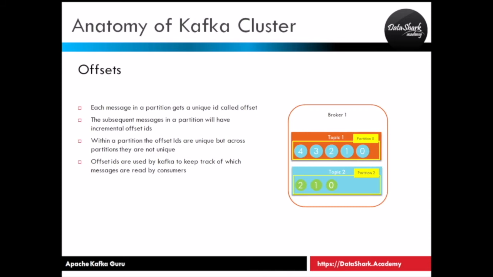So if there is another partition of topic 1, it will have its own offset ID starting from 0, but the underlying message will be different. Offset IDs are basically used by Kafka to keep track of which messages are read by the consumers. And we'll look into this more when we talk about consumers.